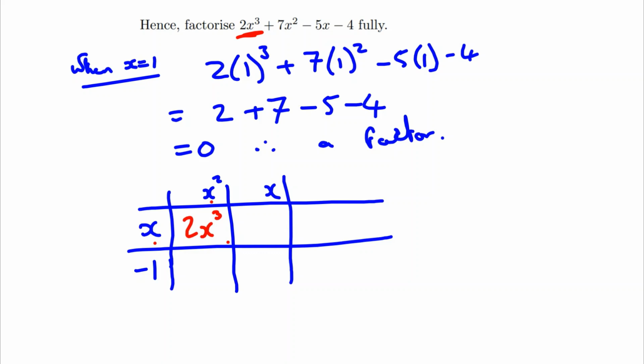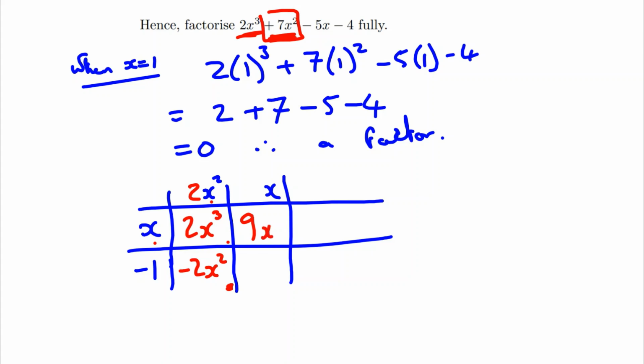So x times what gives us 2x cubed? Well, x times 2x squared. Now using that, we can do this box here with minus 1 times 2x squared. So we're going to get minus 2x squared. But we know that our x squared value here has to be positive 7. Now we got minus 2, so we know this bit here has to add to minus 2 to give us 7, which is 9.